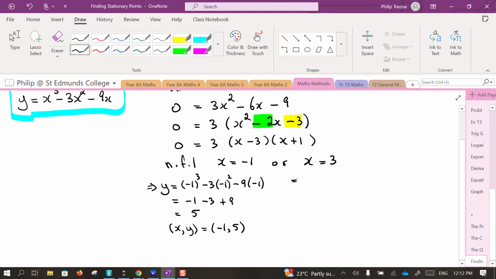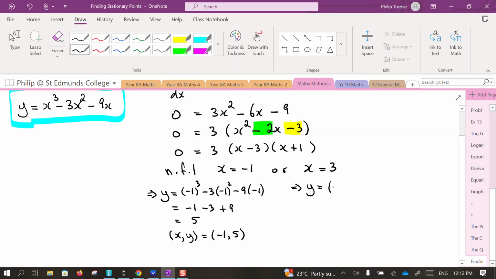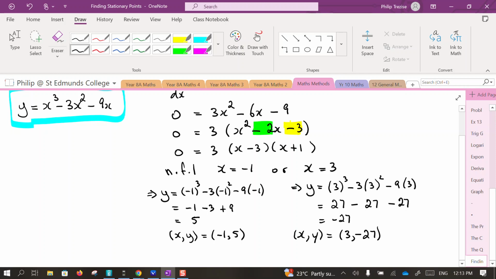What about the next one? We would end up with 3 cubed minus 3 by 3 squared minus 9 by 3. That's 27 minus 27 minus 27, which is negative 27. So our second stationary point has x value 3, y value negative 27. Now, this is, I suppose, the important part here, the x coordinates of these.